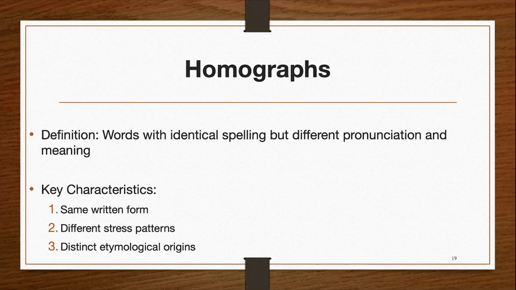All right. Now let's come back and talk about homographs. What are homographs? Homographs are words with identical spelling but different pronunciation and meaning. Key characteristics include, first, the same written form, different stress patterns, and distinct etymological origins. Now, what is etymology? It's the study of the origin of words, how a word originated.